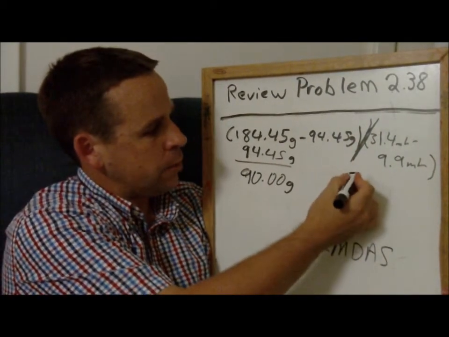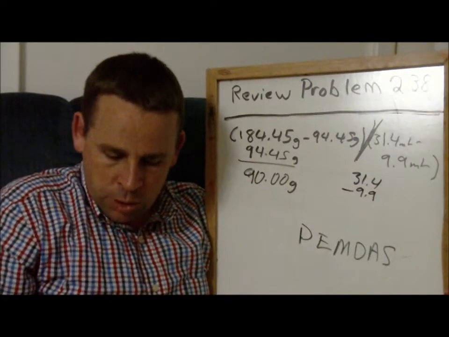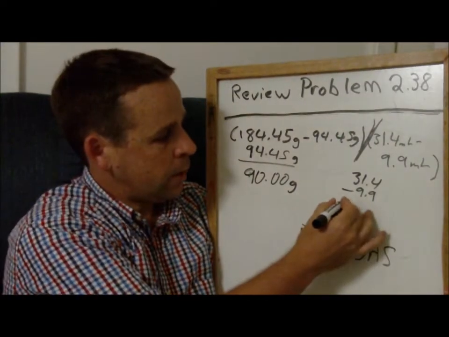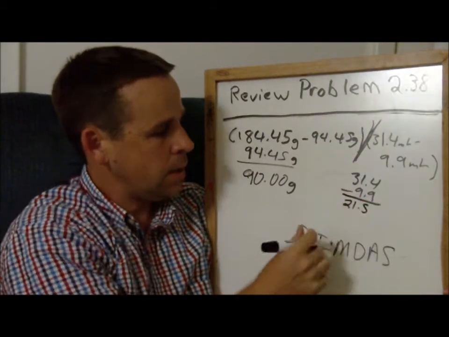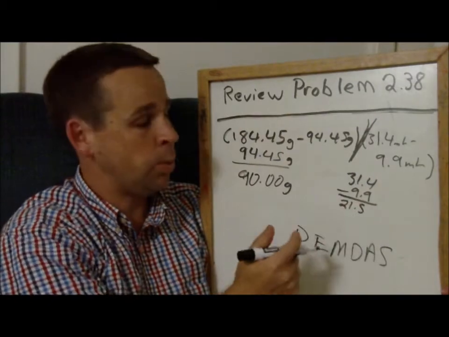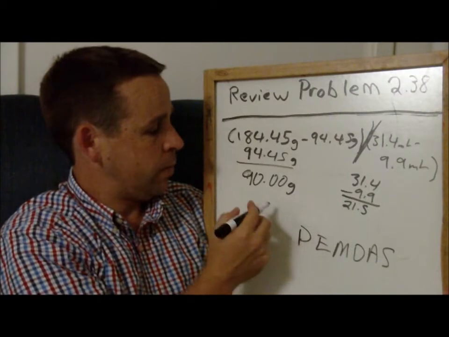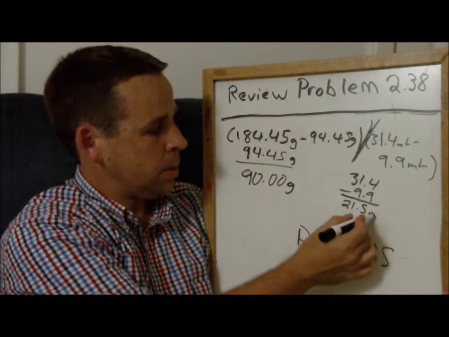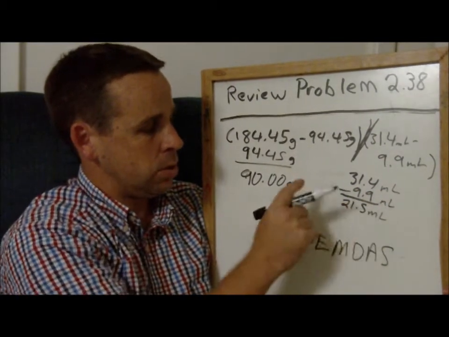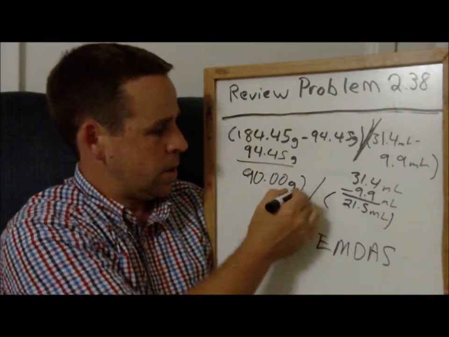And over here, I have 31.4 minus 9.9, which is 21.5. Same thing: 1 digit beyond the decimal point, so I get to keep that 1 digit. So 21.5. Now I have 90, and this is in milliliters, because these were both milliliters, and if you have some milliliters and you remove some others, you are still in milliliters. So we have 90 divided by the 21.5 milliliters now.